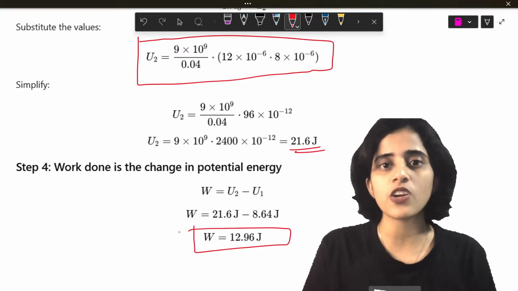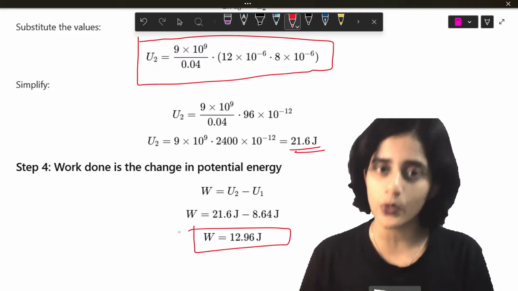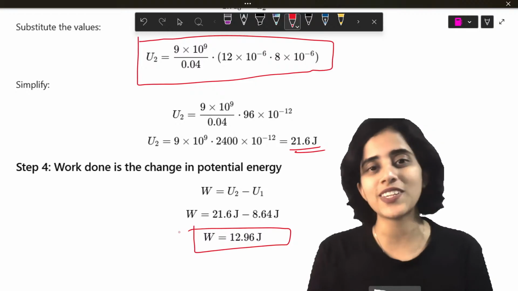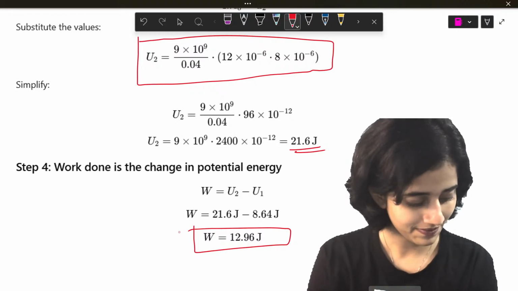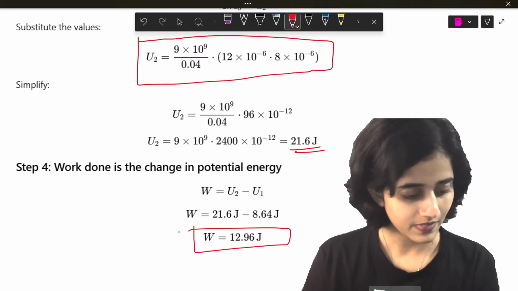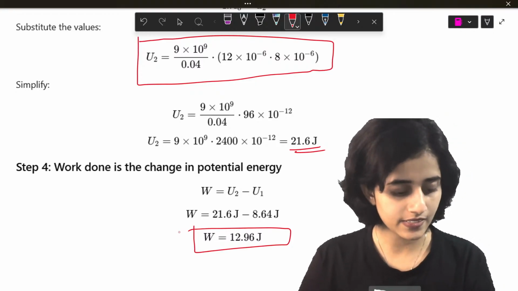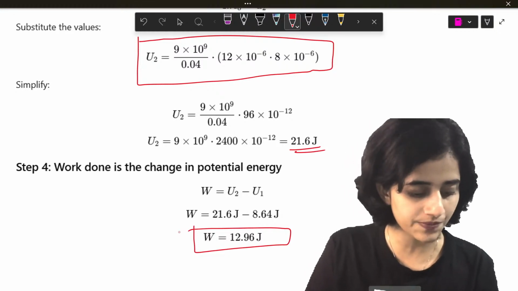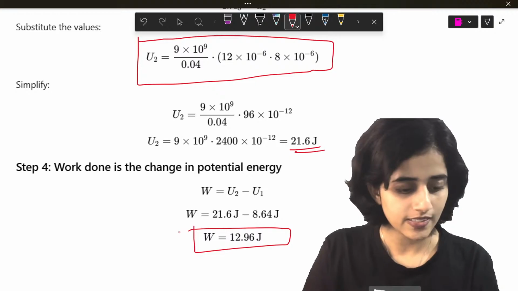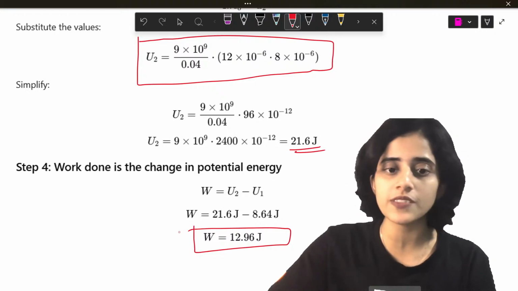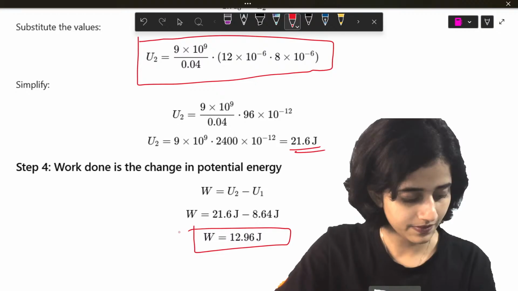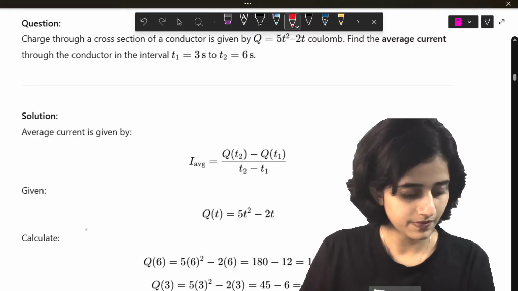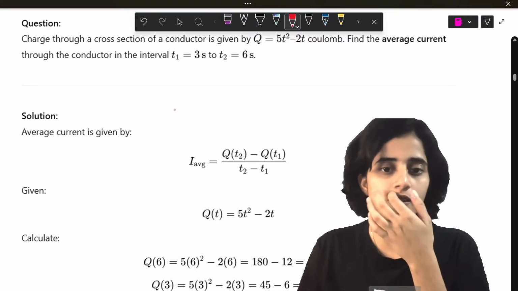Velumani, I hope I'm pronouncing your name right, otherwise I'm sorry. What is your doubt? You can just directly ask me the doubt. You don't have to type, ma'am, I have a doubt. Is this clear? Shall we move on to the next question? Students, shall we move on to the next question? Okay, next question.